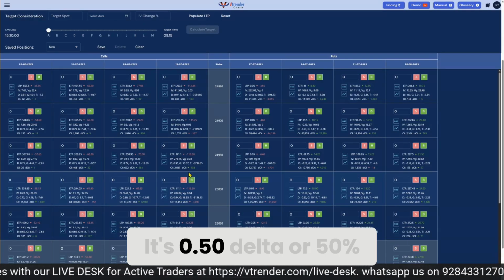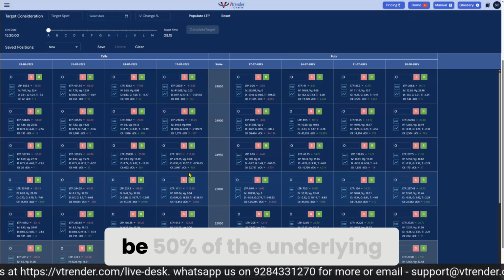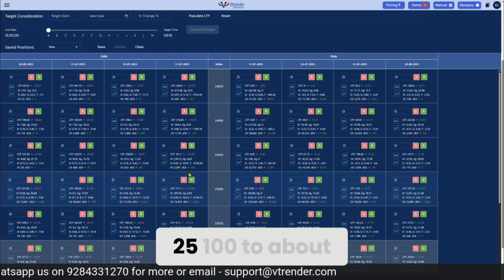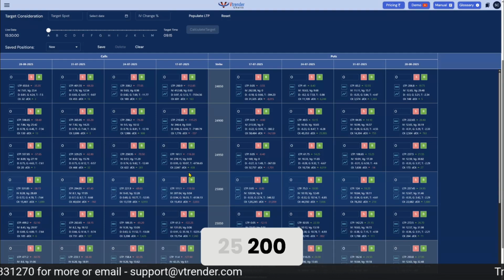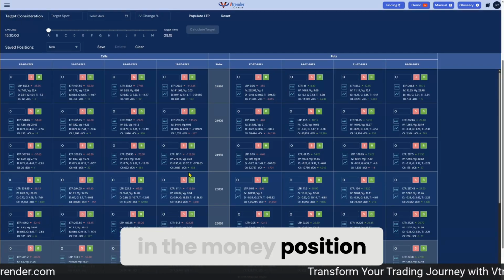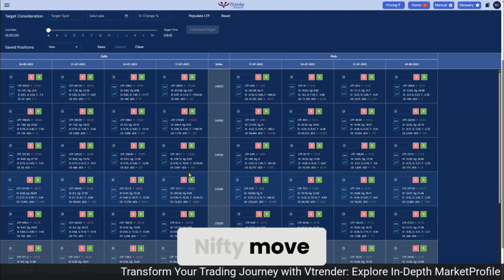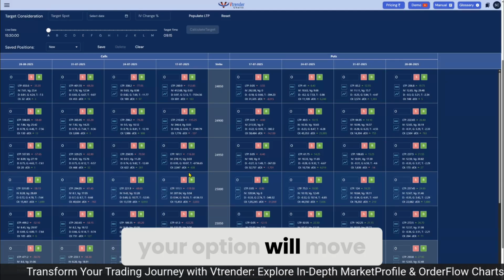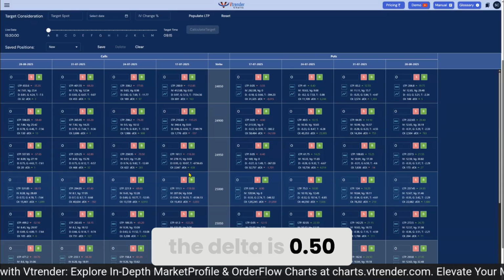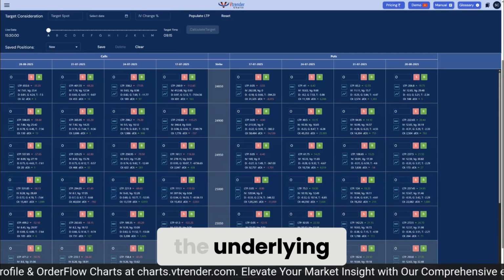It's 0.50 delta, or 50%. That tells you that the move would be 50% of the underlying. So suppose Nifty moves from 25,100 to about 25,200, a movement of about 100 points. If you have an in the money position which has a delta of 0.50, for that 100 points of Nifty move, your option will move by 50 points because the delta is 0.50, right? So this is very simple and easy to understand.